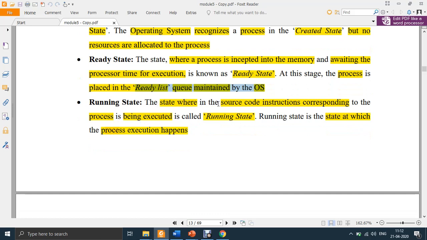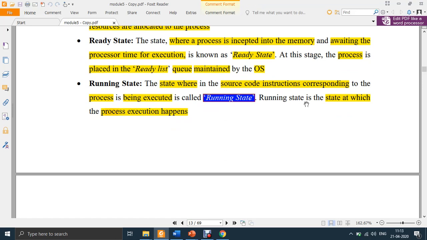The state wherein the source code instructions corresponding to the process are being executed. So this is the next state, where the instructions corresponding to a process are being executed. Being executed means the process is given the CPU. Unless it is given the CPU, it cannot do operations like addition, subtraction, multiplication, whatever, because the CPU has the ALU. Fine. So that is the running state, the state at which the process execution happens.